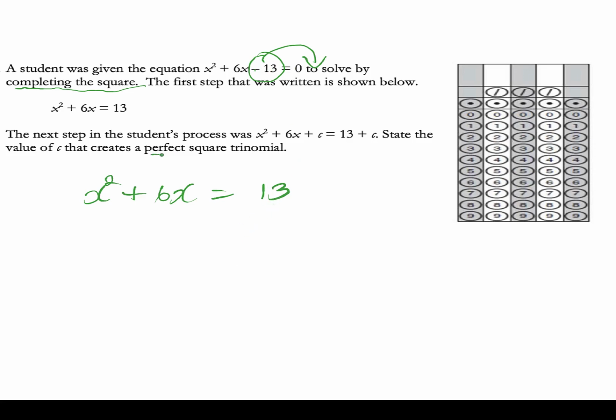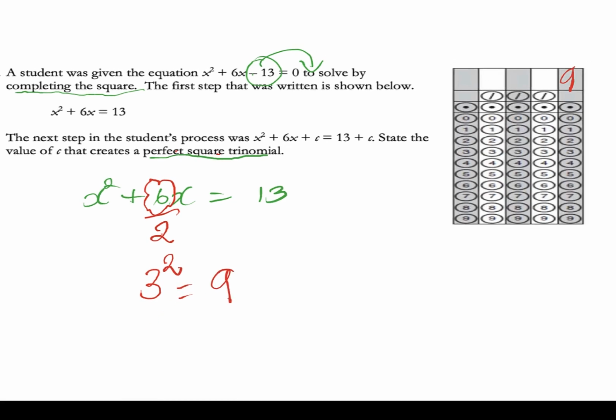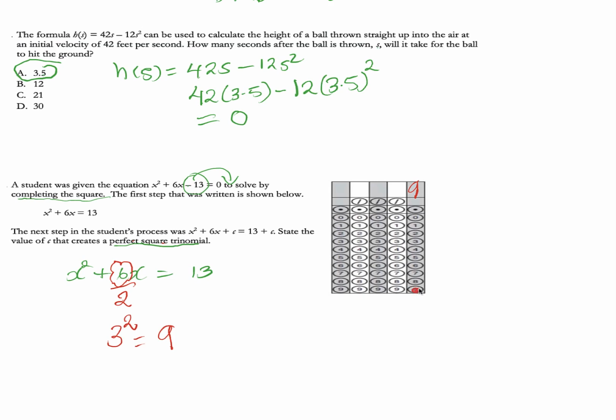So they're saying they want you to make a perfect trinomial. And in order to make a perfect trinomial, you're going to take this number here, which is the 6, right? And you want to divide it by 2. 6 divided by 2 is 3. And then they said a perfect square. So that's your hint. You're going to square that. And 3 squared is what? 9. So your answer is 9. Let's find 9 and fill it in.